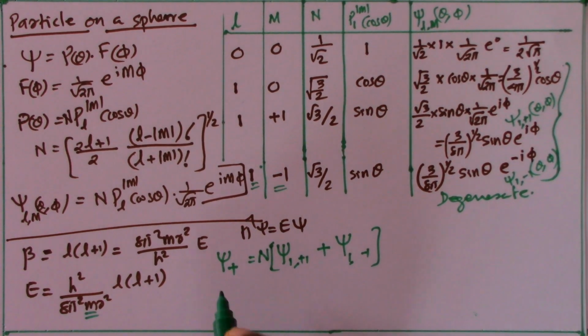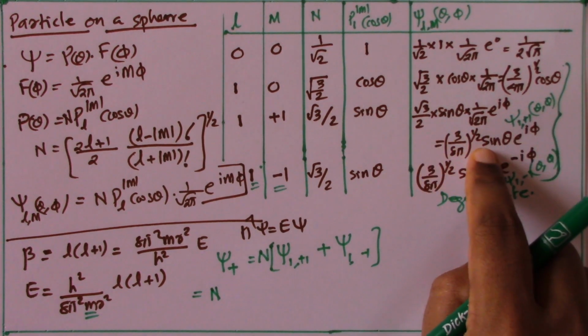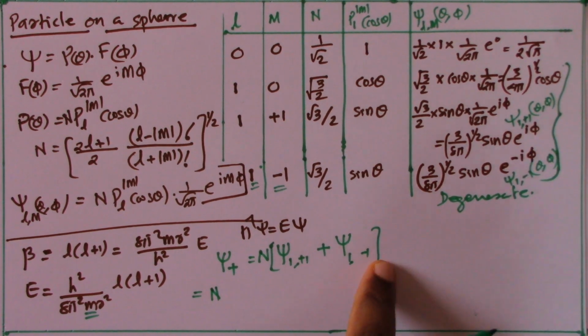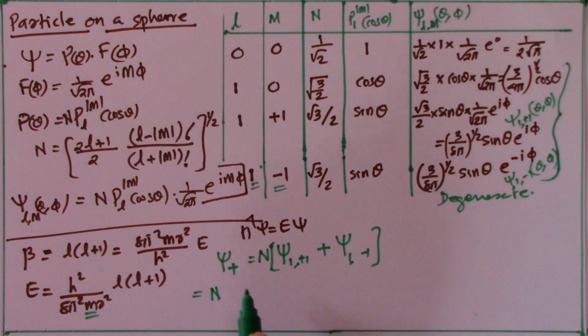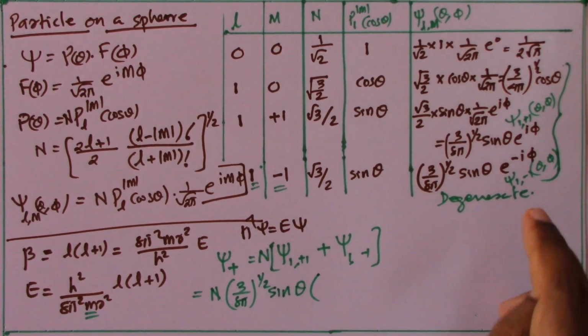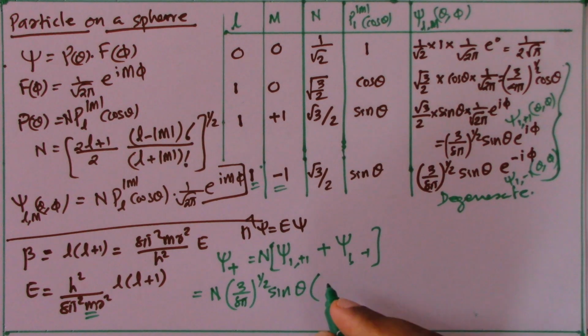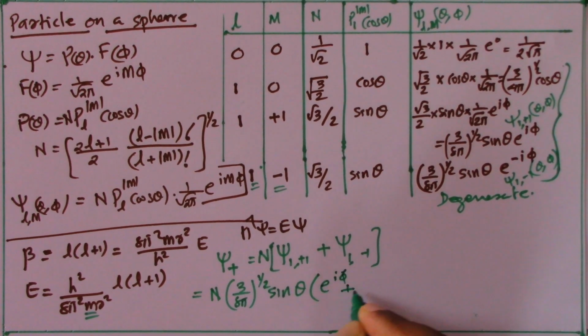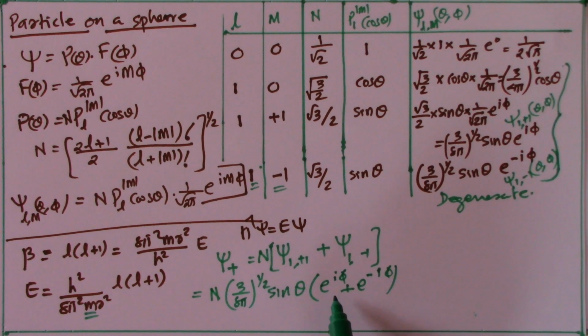And this is equal to psi plus is equal to n into psi 1 plus, that is this one. What is that? (3/8π)^(1/2) sin theta e^(iφ). And psi 1 minus 1 is also (3/8π)^(1/2) sin theta e^(-iφ). So they have a common factor, (3/8π)^(1/2) sin theta. And what is not common are e^(iφ) and e^(-iφ), so they have to be added together: e^(iφ) plus e^(-iφ).